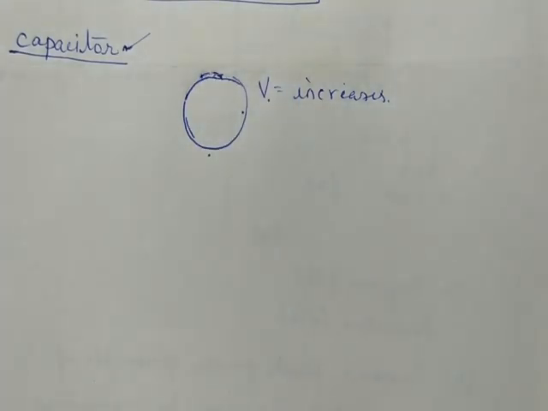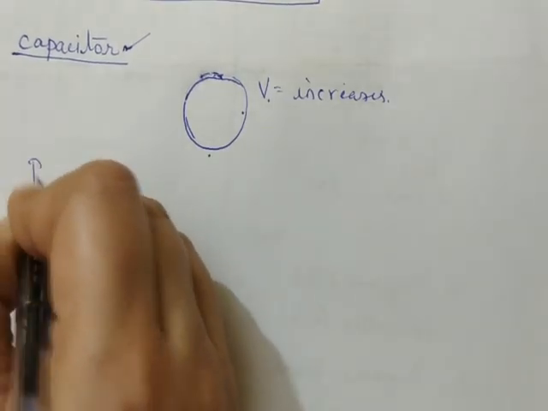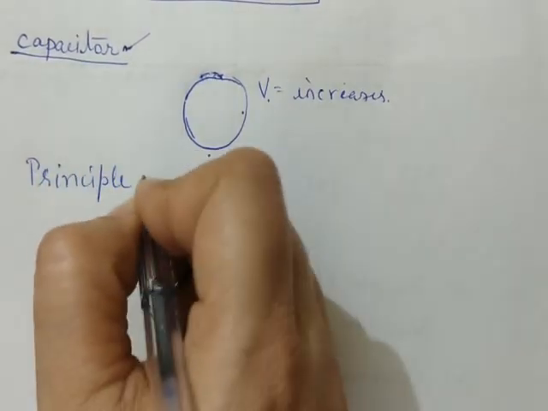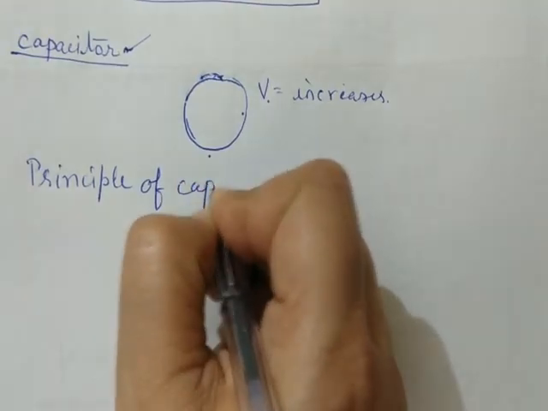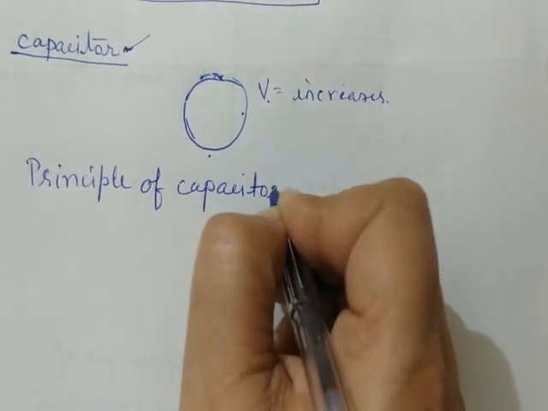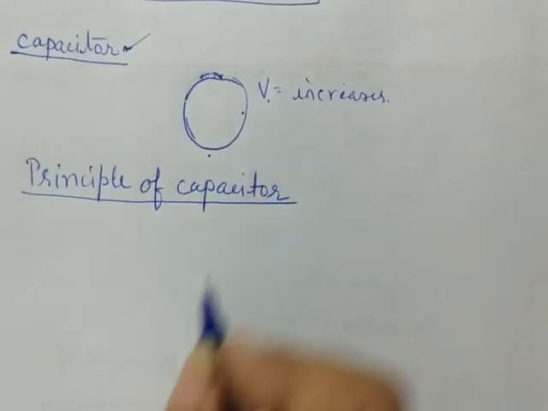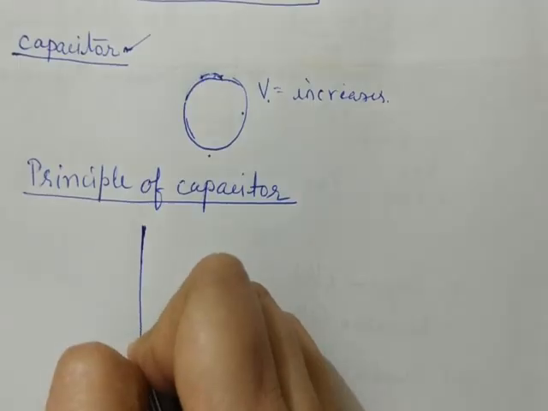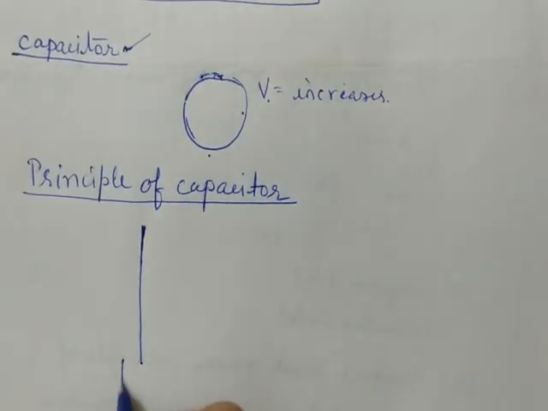Now, how does the capacitor work? You see, the principle of a capacitor. The principle of a capacitor is, suppose we have a conducting rod and it is placed on an insulating pad. This is the insulating pad.